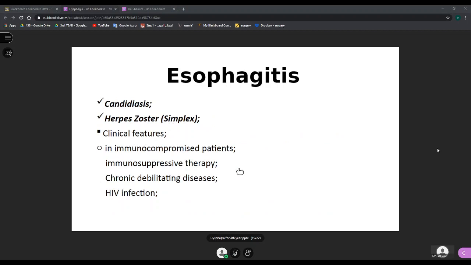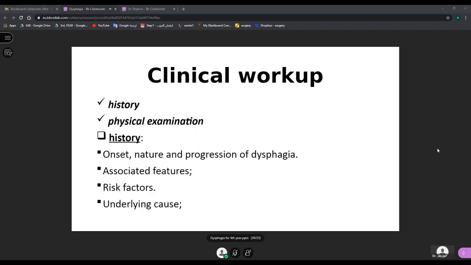Esophagitis usually happens either due to viral infection like herpes simplex, and commonly it happens secondary to candidiasis, particularly in immunocompromised patients. Immunocompromised patients are prone to candidiasis and herpes infection of the esophagus, and with this esophagitis you can get dysphagia. So you should ask about these features and whether the patient is immunocompromised or not as part of your clinical evaluation.